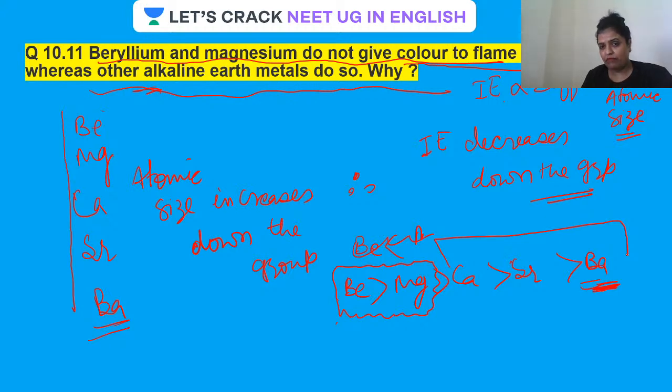Remember, you have to be very specific about which particular compound you take. That question has also been asked in your viva, so be prepared. You will get everything here, don't worry. Look at the screen now. Beryllium and magnesium, the ionization energy is not provided by the flame, so they do not give any specific color.